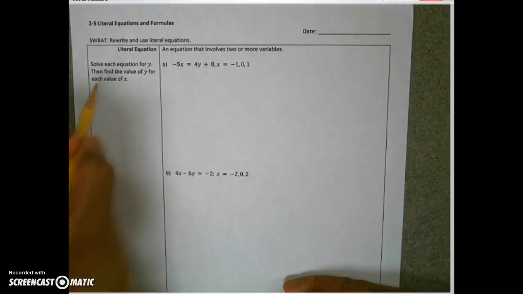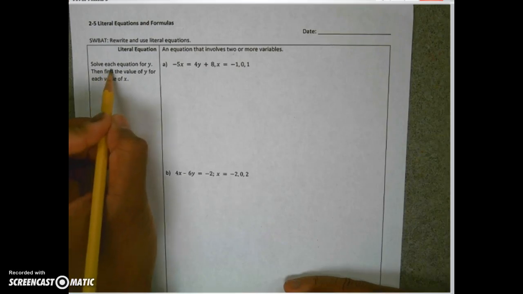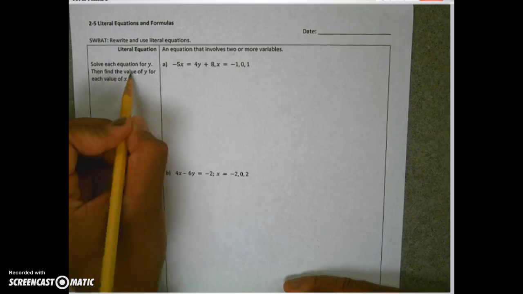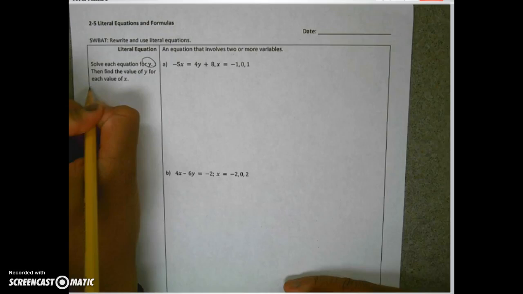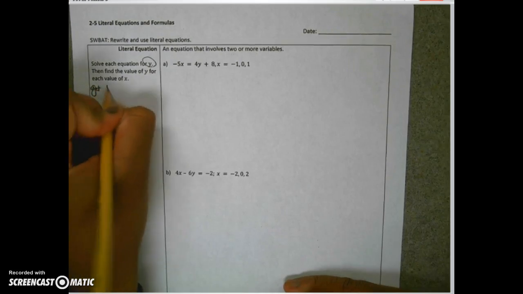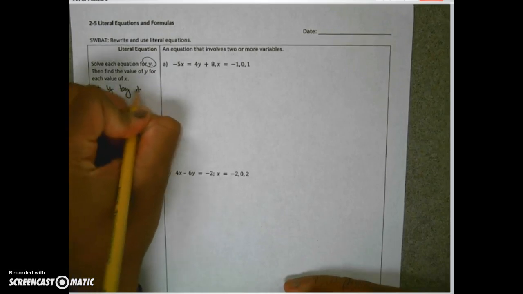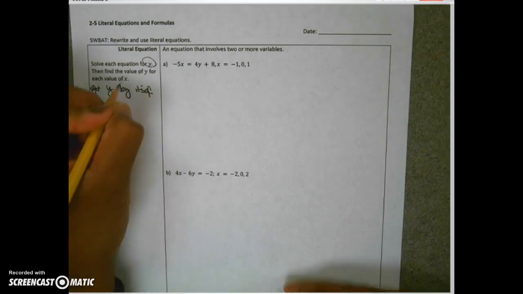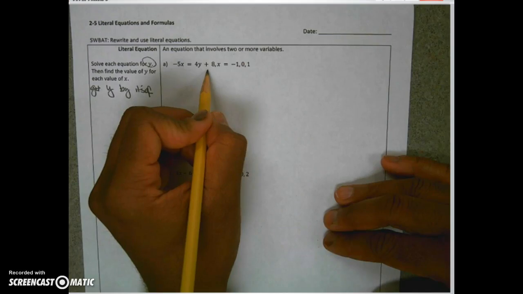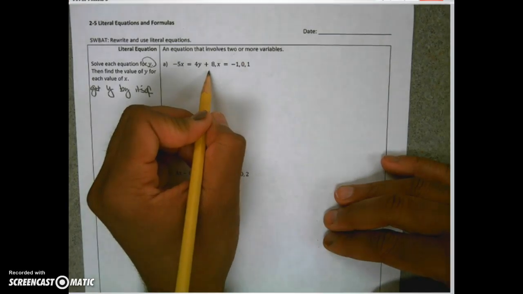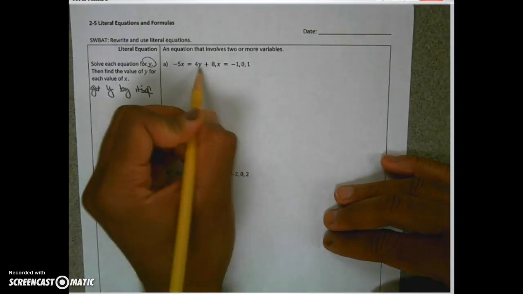So for our first example, we're going to solve each equation for y, then find the value of y for each value of x. So when it says to solve the equation for y, that tells me I need to get y by itself. Isolate it. So when I look at this equation, I first ask myself, okay, well, what's stopping the y from being alone? Two things, the 4 and the 8.